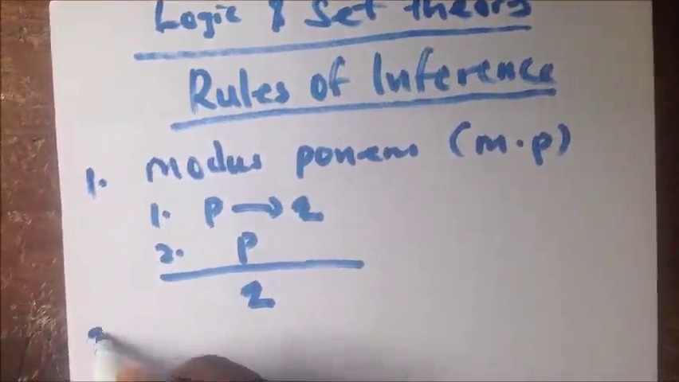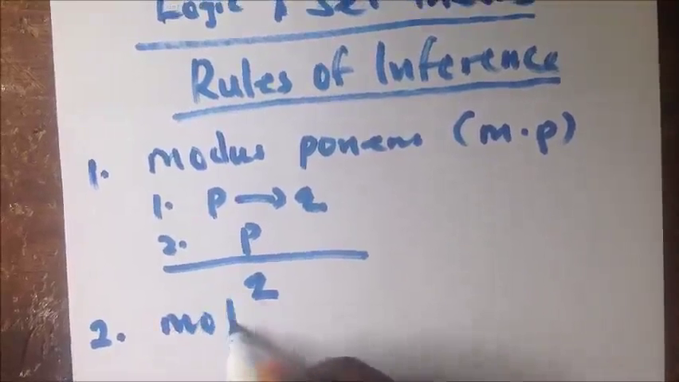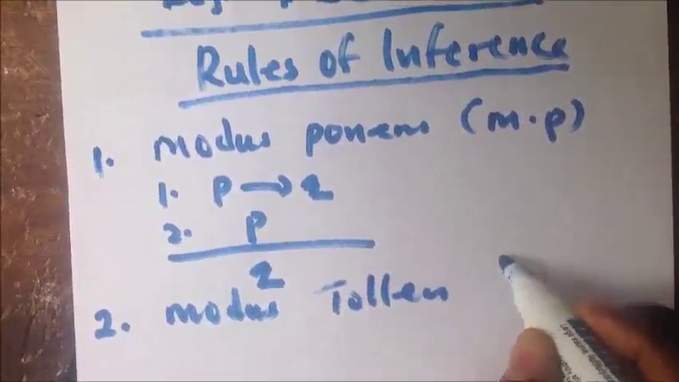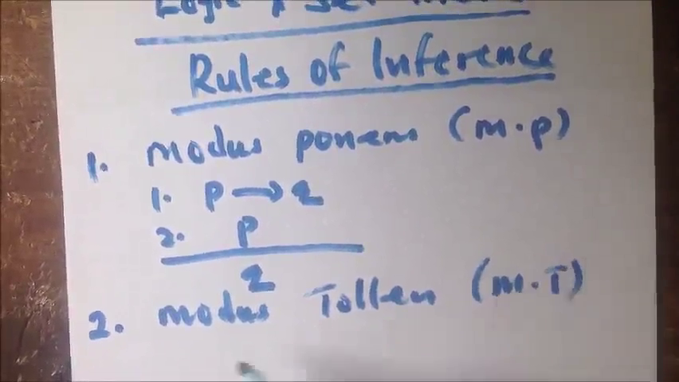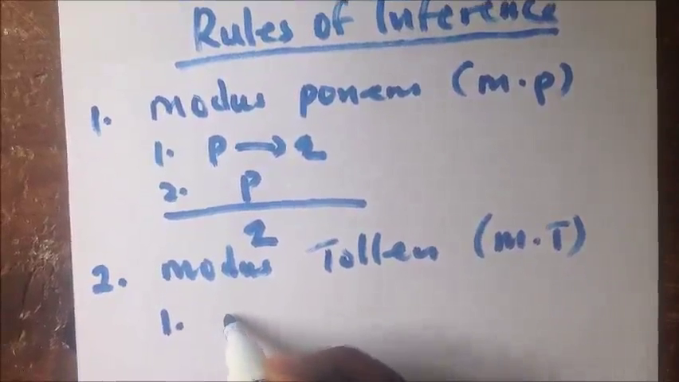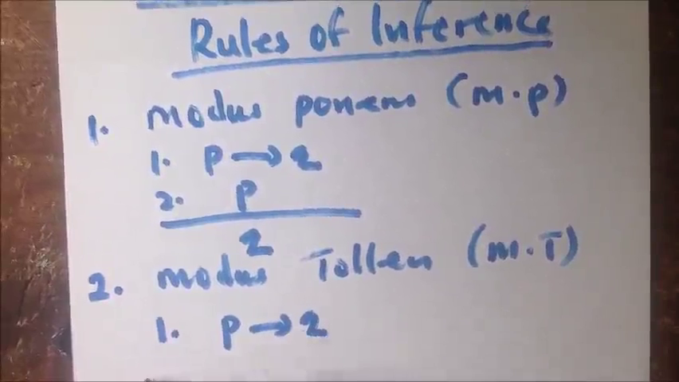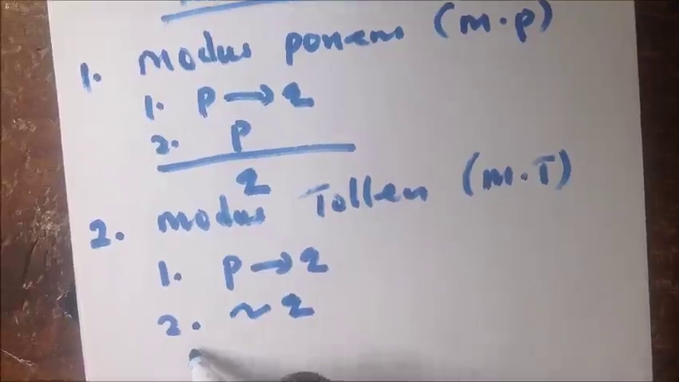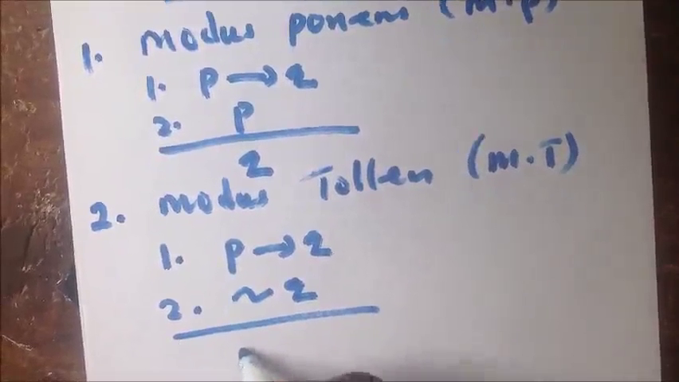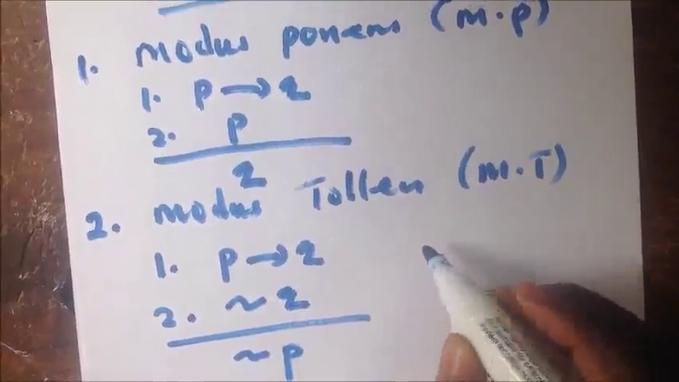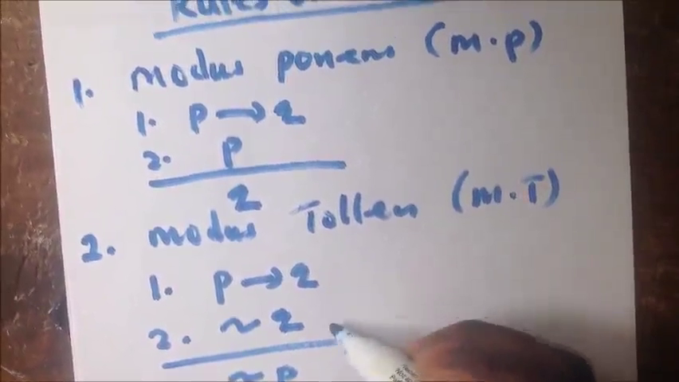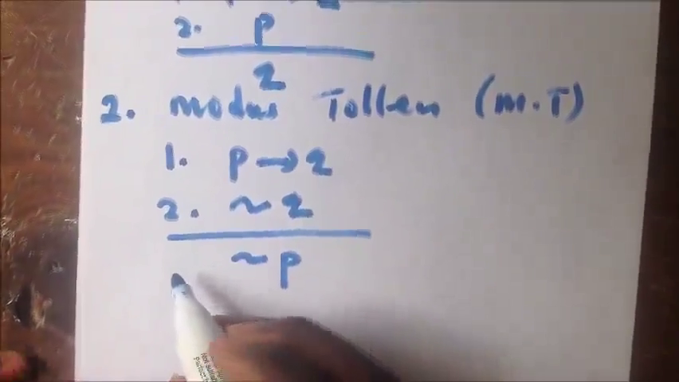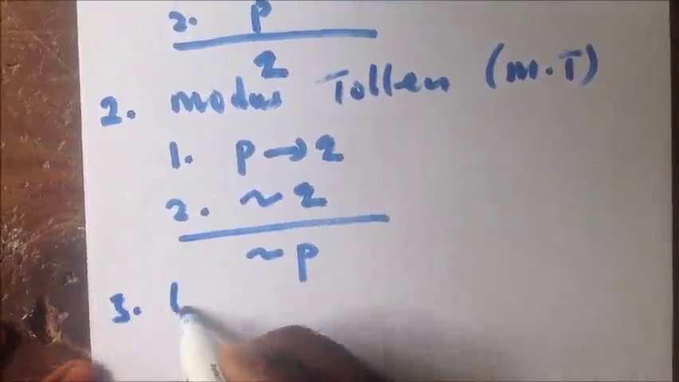Rule number 2 is modus tollens, abbreviated as MT. It says that when you have a premise, let's say P implies Q is true, and another premise, the negation of Q is true, then what happens? Therefore, the negation of P will also be true. If you have these 2 premises, the conclusion is this, based on modus tollens.